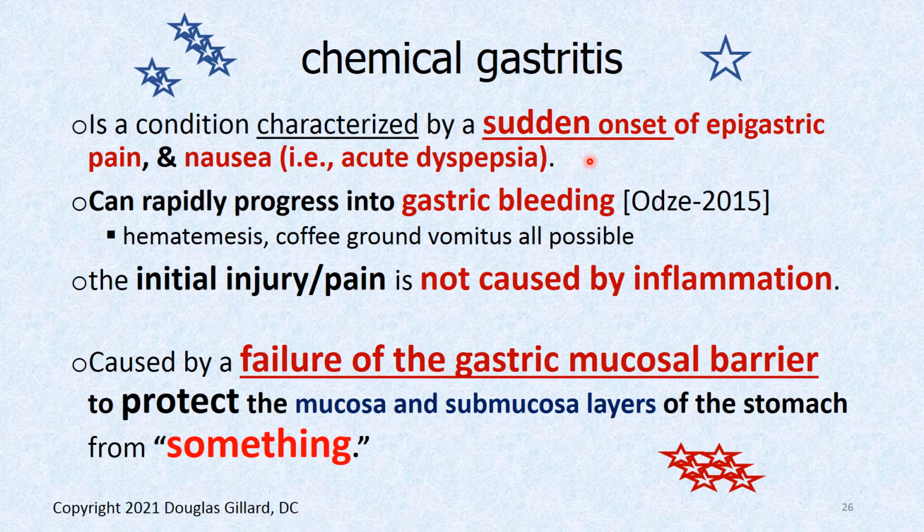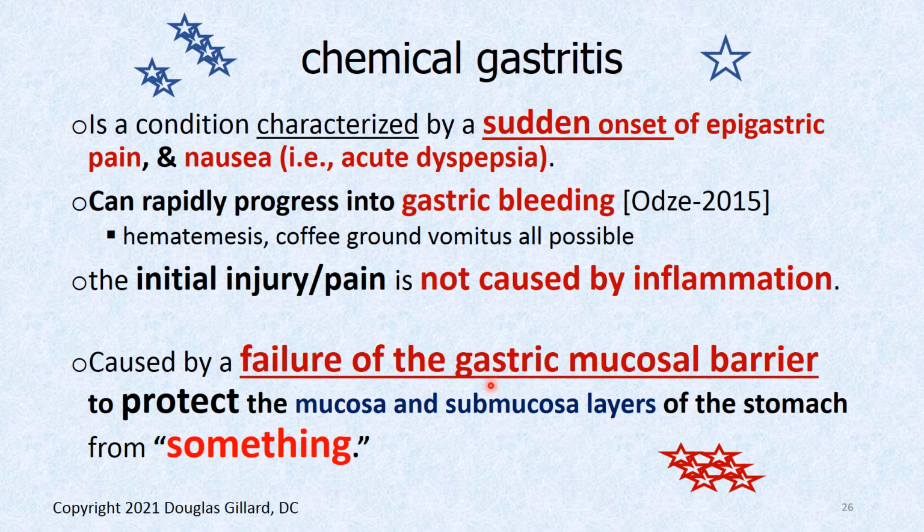So it's severe dyspepsia could be one of these things. It can progress because you've damaged the stomach or intestinal lining, so you can bleed. So you can have bleeding from this condition as well. Again, the initial injury and pain is not caused by inflammation. It's caused by a failure of the gastric mucosal barrier to protect the stomach like it's supposed to.